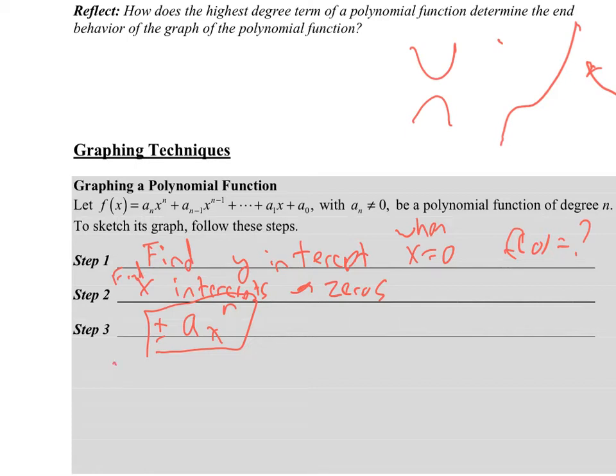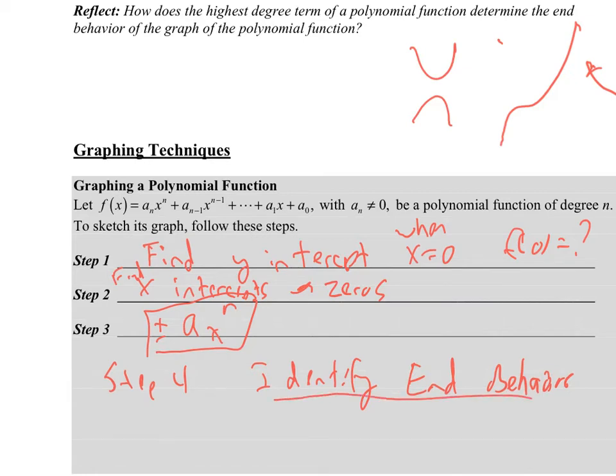Also, we could do a step 4. Identify the end behavior. That helps us predict which x do I want to plug in to see what it does. Okay. Identify the end behavior to see what's happening.